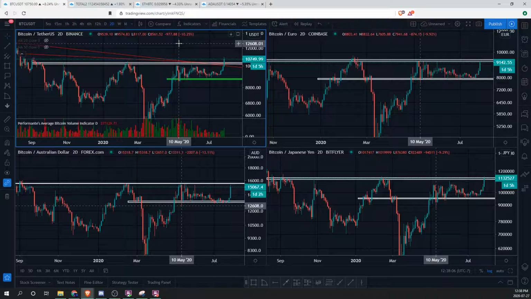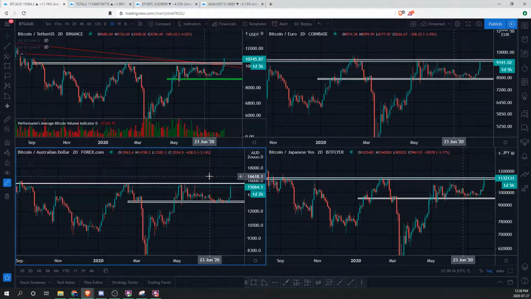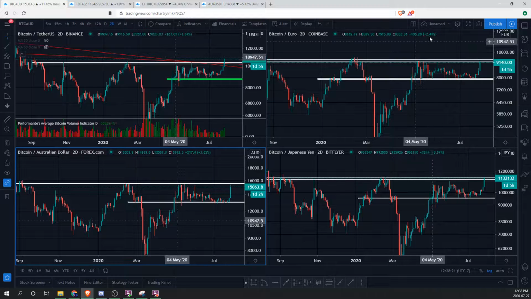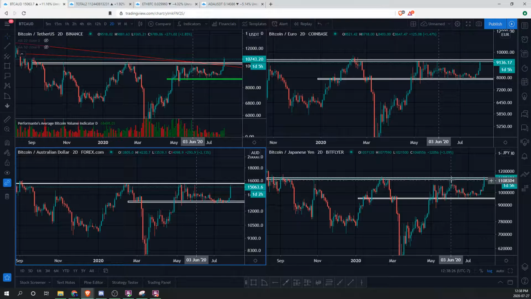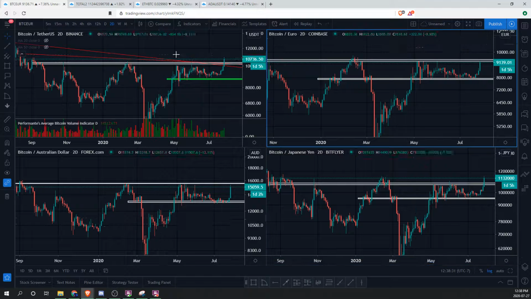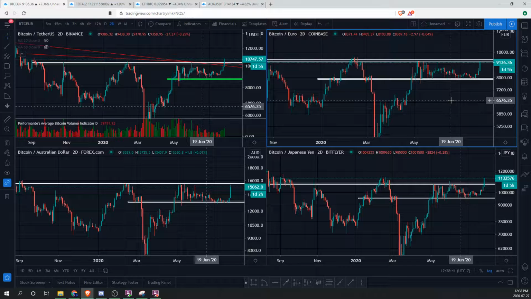But what's interesting is when you compare Bitcoin with other currencies, right? Because we do know that there are other currencies in the world that people use. Bitcoin versus Australian dollar, we have not broken above the May high. Euro, we have not broken above the May high. Japanese yen, we have broken above that high right there, right? But we haven't broken above this high. So we can see against the USD, against the Japanese yen, we have broken the major structural resistance that we need to see break in order for us to call a breakout on Bitcoin.